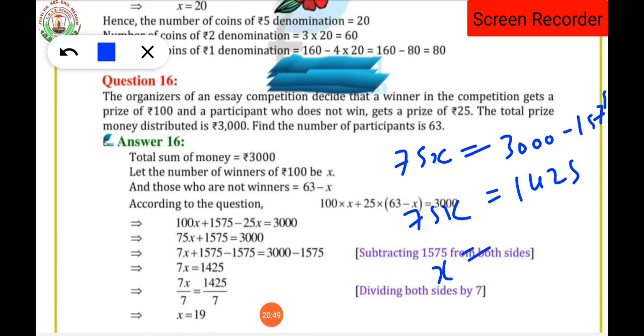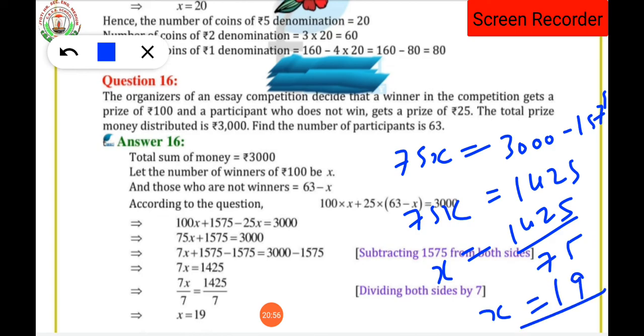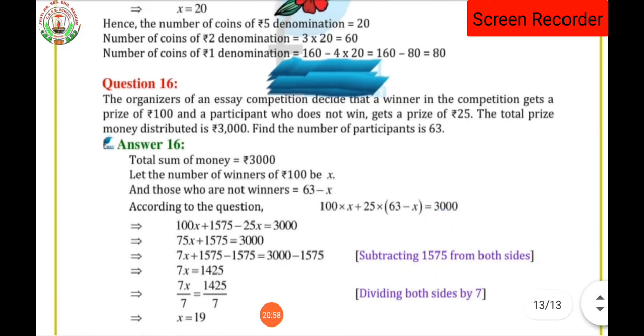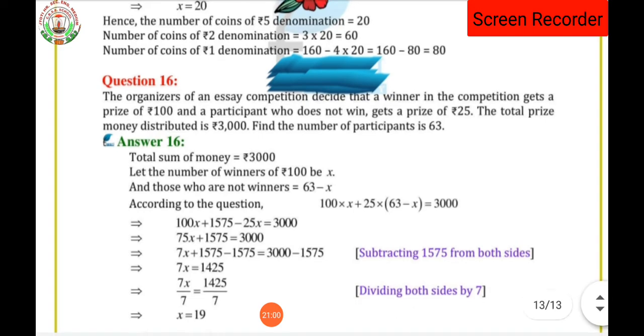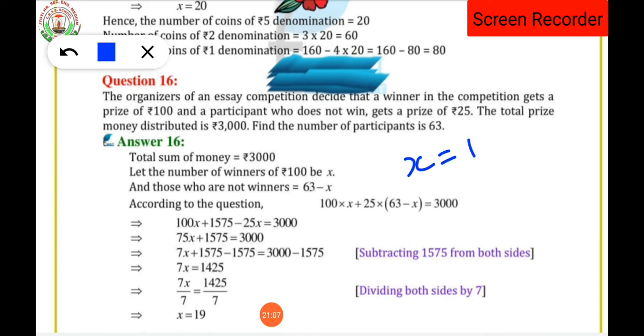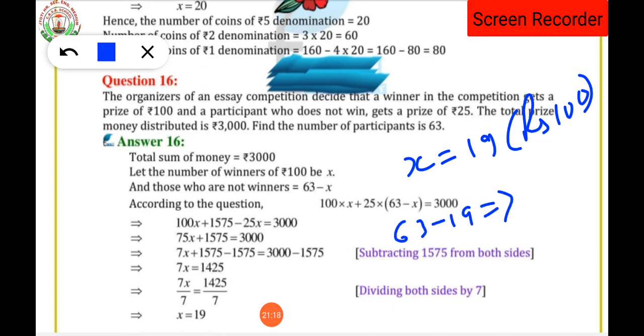Now x is equal to 1425 divided by 75. You will get the required answer as 19. Clear up to here? So dear student, here we found the value of x as 19. So the number of participants who are going to win rupees 100 is 19. Then the number of participants who are not going to win is 63 minus 19. So here the solution is incomplete.